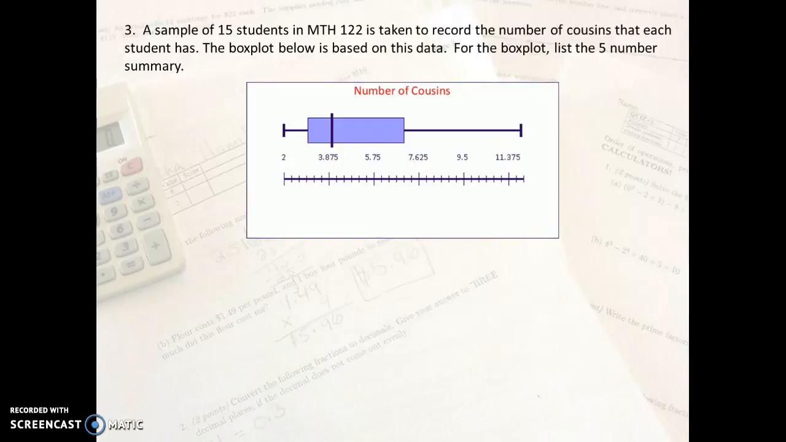Number 3. Now we have a vice versa. I'm giving you a box plot, and you need to give me the 5-number summary. This is different than before, where I give you the numbers and you find the 5-number summary. Here I give you the box plot. I think for the homework it is this number of cousins. Let me switch it up.